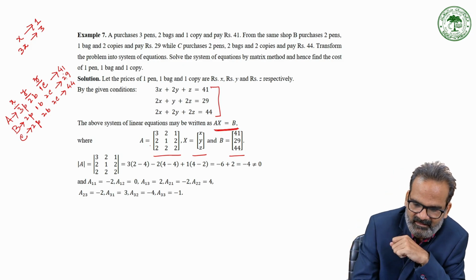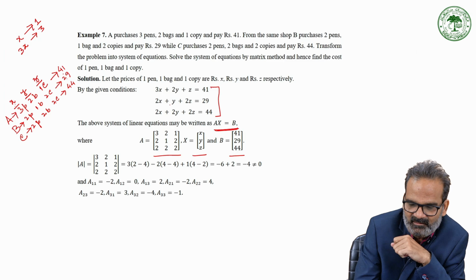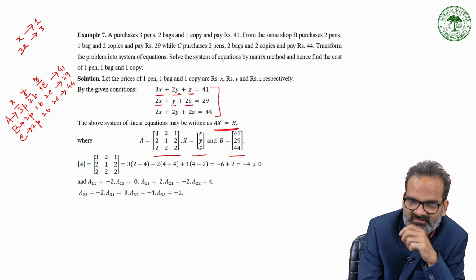Clear? A: for example, the coefficient of x in equation 1 is 3, the coefficient of y in equation 1 is 2, the coefficient of z in equation 1 is 1. So 3, 2, 1. Here the coefficient of x is 2, coefficient of y is 1, coefficient of z is 2.